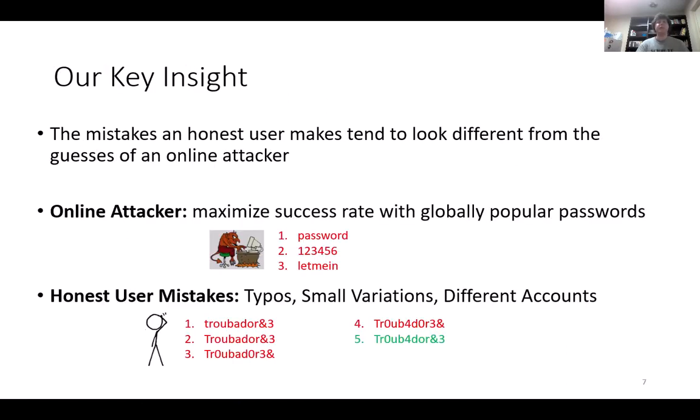The key insight behind DALock is that honest user mistakes tend to look very different from the guesses of an online attacker. An online attacker will try to maximize the success rate by checking globally popular passwords such as password, 123456, and let me in. By contrast, honest user mistakes tend to be typos, small variations on the base password, or passwords from different accounts. In the example below, the honest user generally remembers the password, but is trying to recall which number substitutions were applied and whether or not the first letter was capitalized or not. None of these incorrect login attempts are particularly popular.